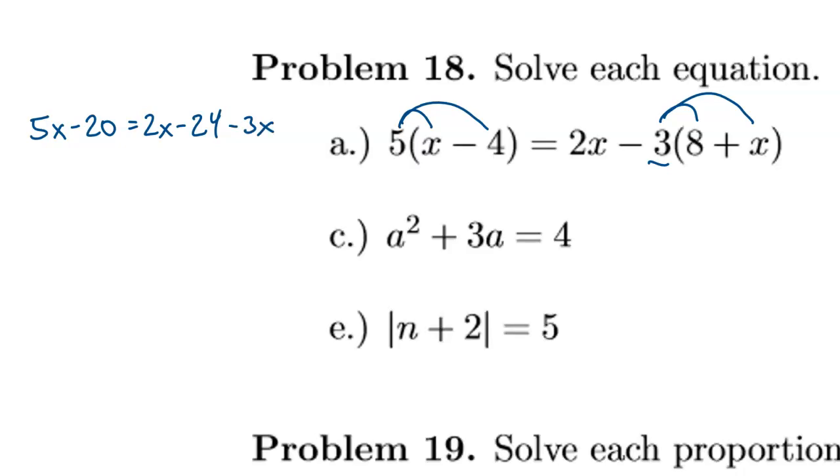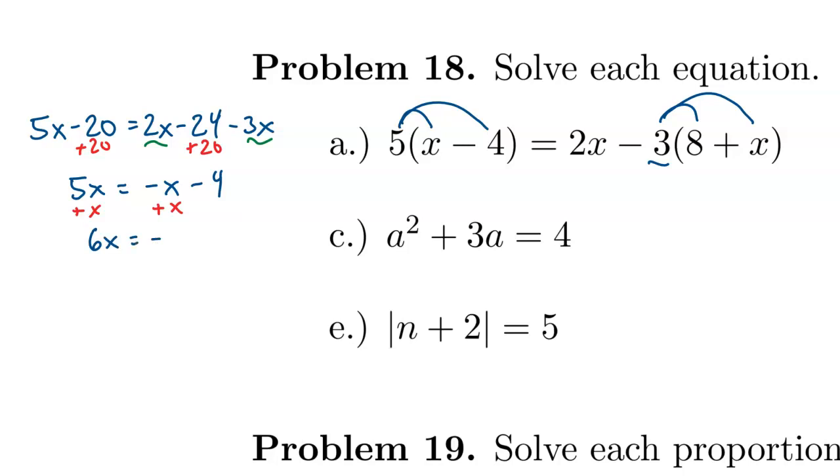And now I can add 20 to both sides and combine the like terms, 2x and minus 3x. This will give me 5x equals negative x minus 4. Next up, I can add x to both sides to get 6x equals negative 4. And finally, dividing by 6, I get x equals negative 4 over 6, which simplifies to negative 2/3. So our solution is x equals negative 2/3.